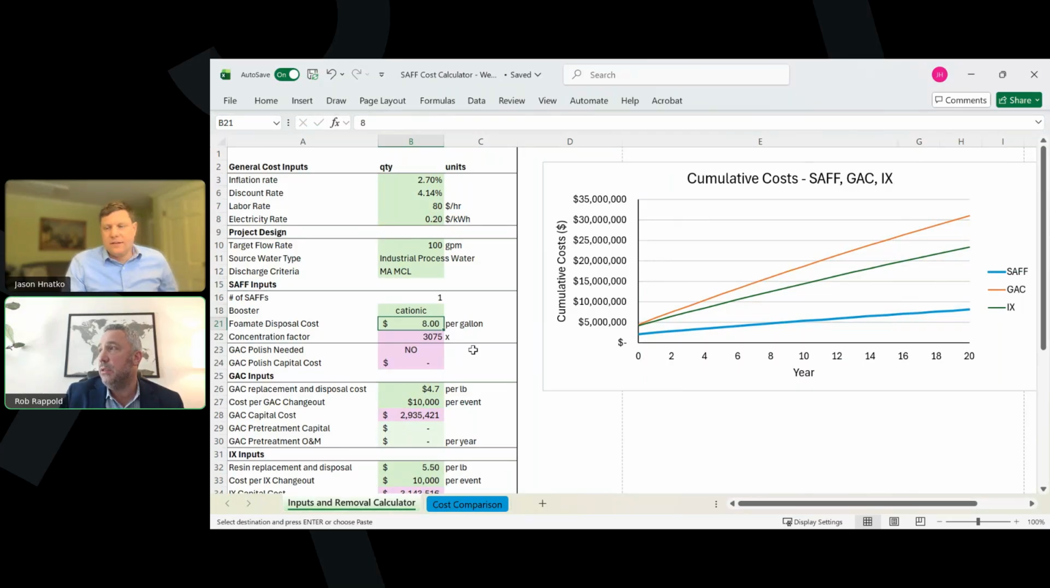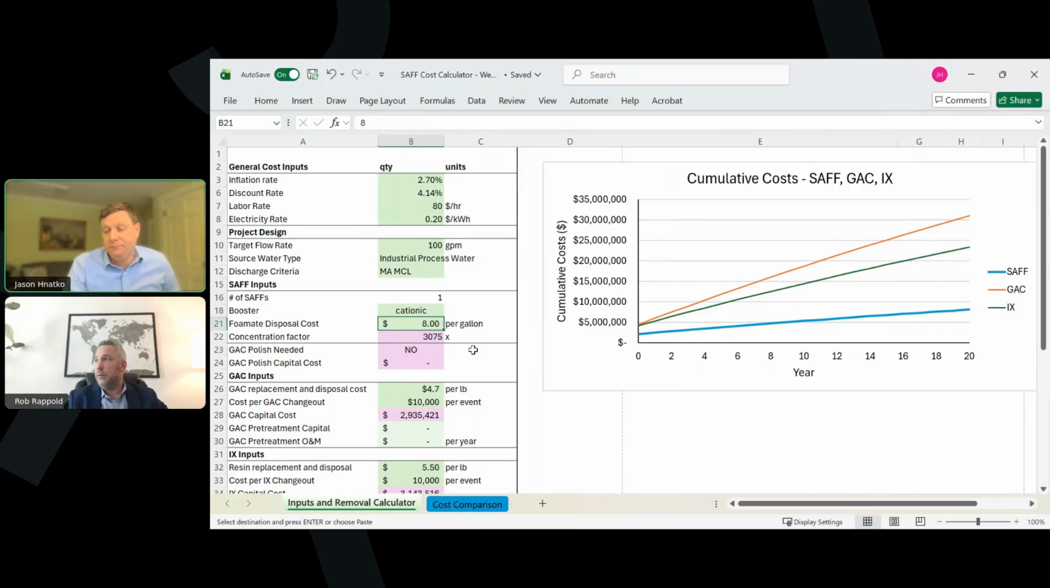Like Rob said, it's just a toggle. It doesn't know if you're disposing or destroying. It just is a cost per gallon. So you can increase or decrease that cost per gallon depending on what you're doing. I mean, we've seen costs for deep well injection as low as $3 a gallon, and costs for novel technologies that haven't scaled yet, more than $20 to $30 a gallon. So it really depends on what you do with your foam, but you can adjust that as a dollar per gallon value.